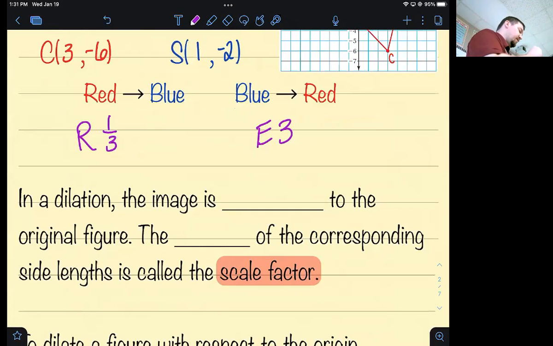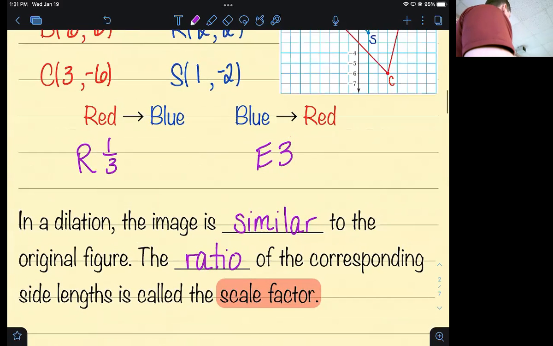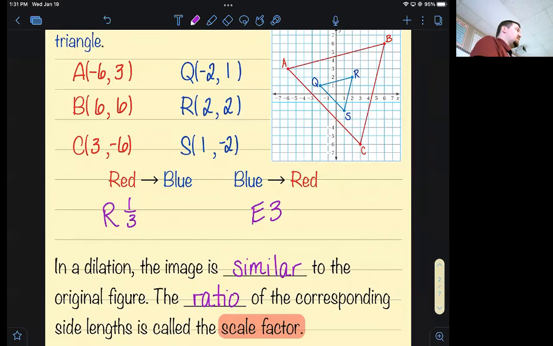In a dilation, the image is similar to the original figure. The ratio of the corresponding side lengths is called the scale factor. You don't actually have to know the side lengths to figure out what the scale factor is. You can do what Sky and Owen did, and you can look at the coordinates.